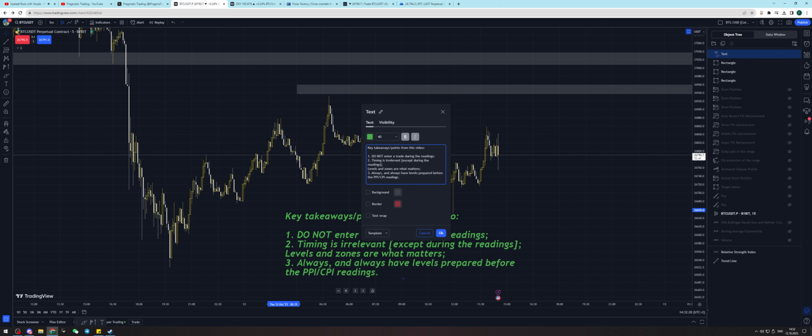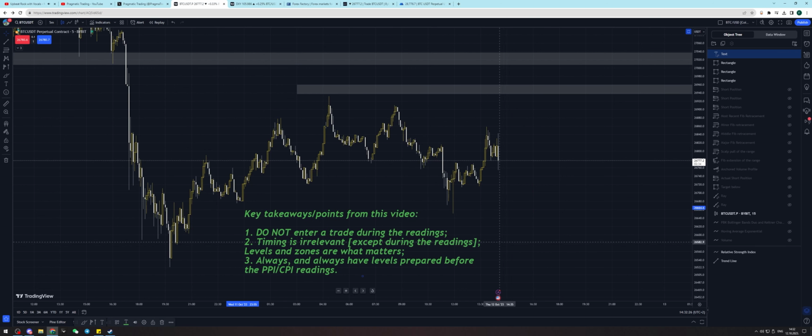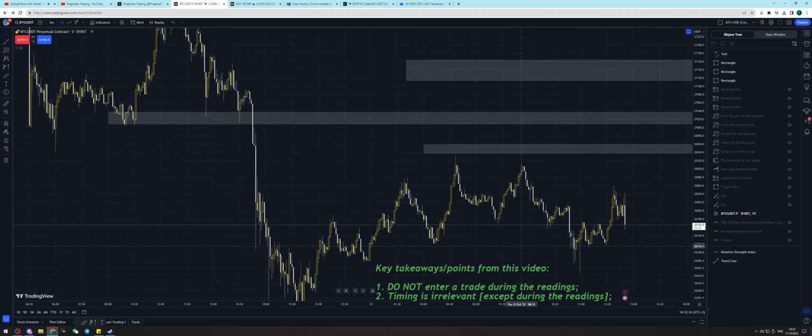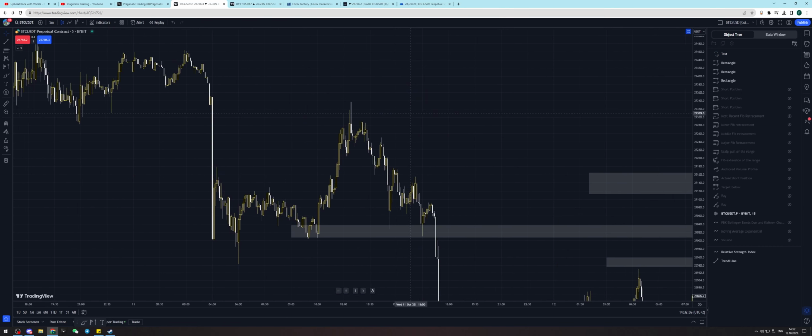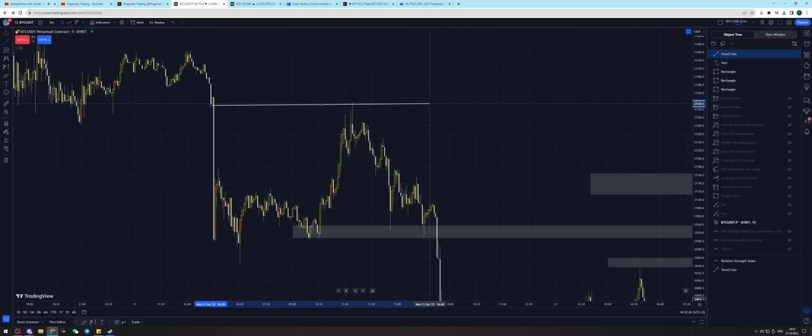Well, if you do your technical analysis, if you have your zones, your levels, etc., you will not care when an asset goes to your zone. Okay? You will not care about that. Why? Well, yesterday when we had the PPI, I didn't care when Bitcoin could go to this level here that I shorted. I didn't care about that.